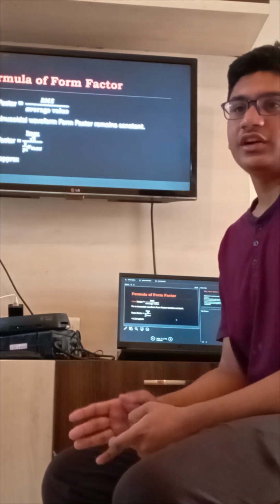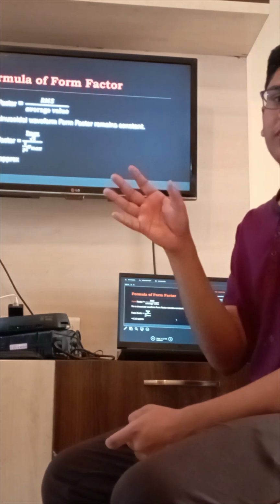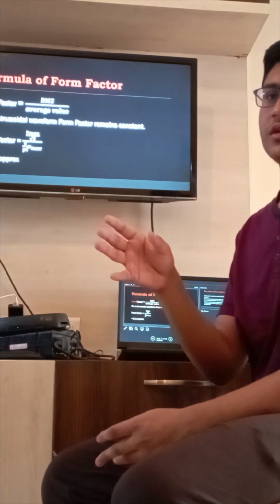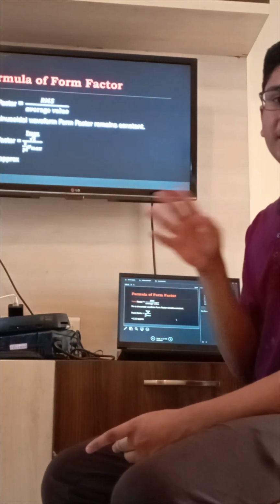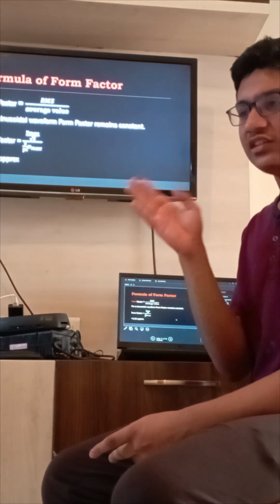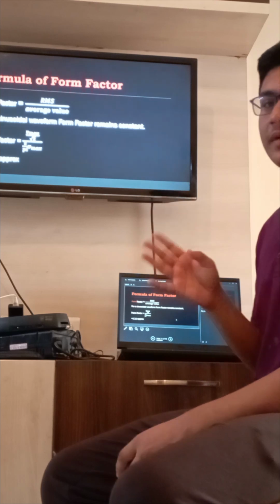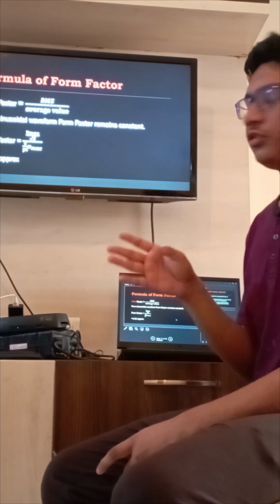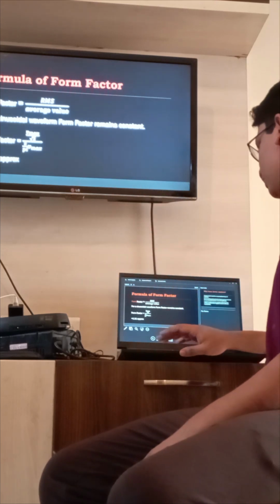Now for a sinusoidal waveform, the form factor is always constant. How? V0 by root 2 divided by 2 V0 by pi, which cancels out V0, giving us pi by 2 root 2. Pi by 2 root 2 we have calculated as approximately 1.11.